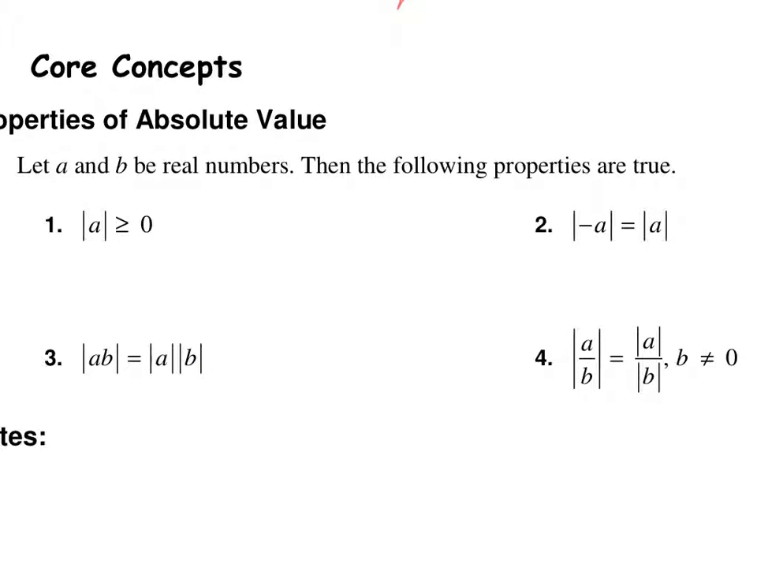So for example, here on this one, if we have the absolute value of negative 4x, that's just the absolute value of negative 4 times the absolute value of x. So we just split these two up, and so this is 4 times the absolute value of x. And now we can work with it a little bit more. So these things can be useful as we work with them.